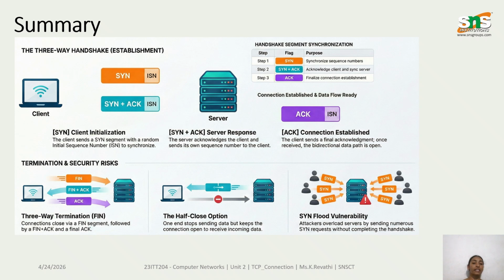Then the final part is the summary. Let's quickly recap today's lecture. TCP creates a reliable connection between the sender and receiver, and uses the three-way handshake. The first phase is connection establishment, then data transfer, then the last is connection termination. Then it uses flow control to manage the speed of data transmission. Lastly, it closes the connection properly. So overall, TCP makes communication safe, reliable and organized.